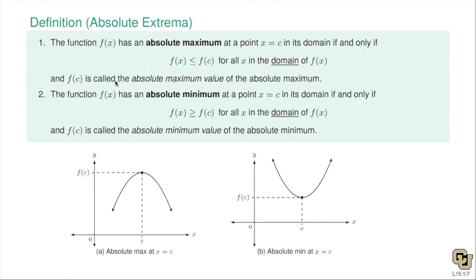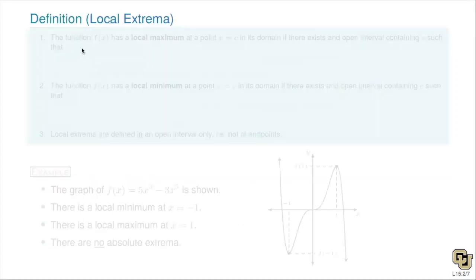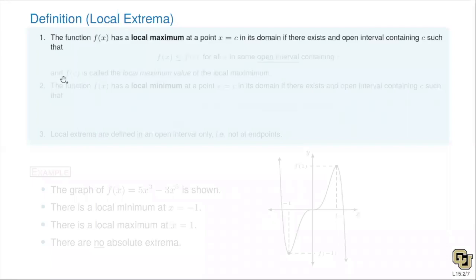And so those are called local because we don't need them to be the highest or the lowest. We just need them to be larger than the points around it, or less than or equal to the points around it. And as before, we have two types of local extrema, local max and local min. So here, the function f of x has a local maximum. Again, we distinguish in terms of the terminology between the x and y value. The x value where the local max is occurring is called the local maximum.